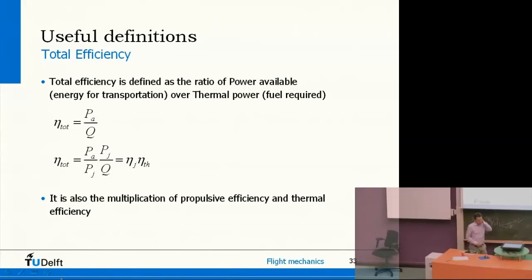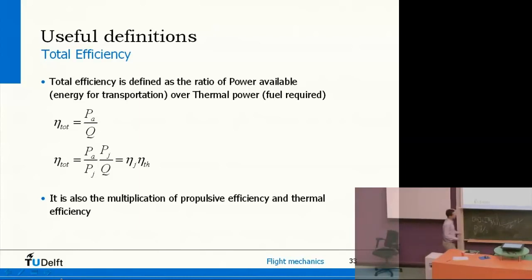But now let's have a look at efficiency. And I'm going to define total efficiency as power available divided by thermal power. Because power available is that power related from flying from A to B, and Q, thermal power, is basically the amount of fuel you need. So this total efficiency just tells you, okay, if I go from A to B, I need a certain amount of fuel. And it tells you how efficient you transfer the fuel into transportation.